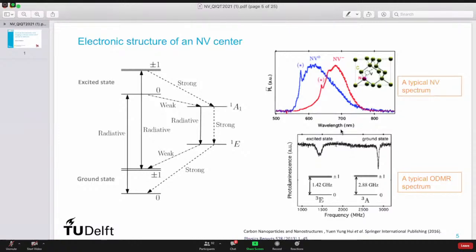And now we are talking about the NV minus center. When you sweep the optical wavelength, we have a spectrum of NV centers with this red curve. In a similar way, depending on the NV0 energy structure, we can have a different spectrum for the NV0 as the blue curve.